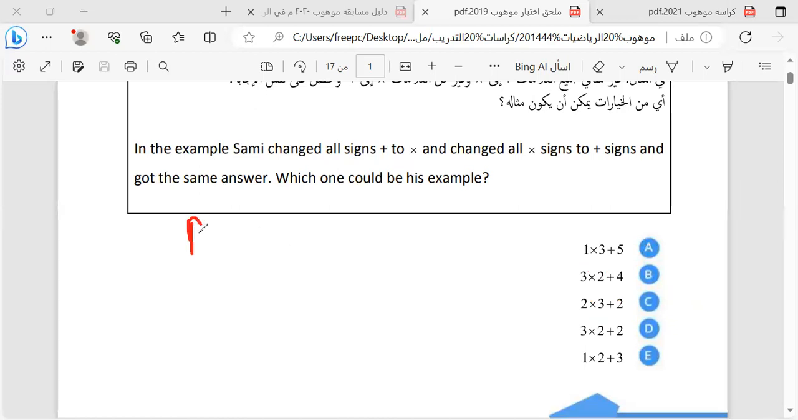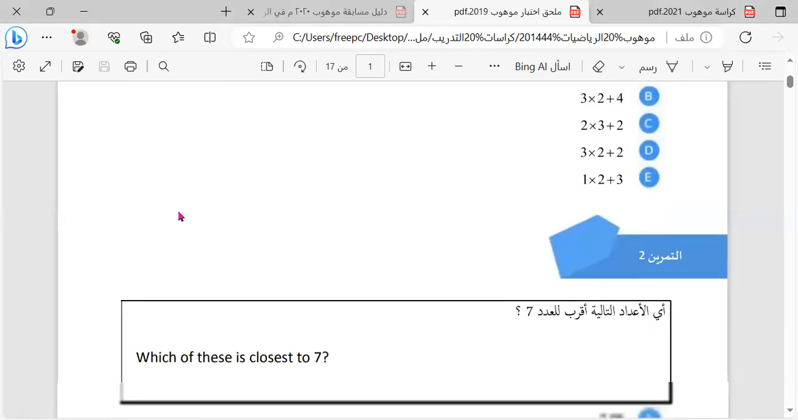PEMDAS, so use the brackets first. The second one, you use the exponent. The third, you use multiplication and division. And the last, add or minus. Oh, okay. You know? Yes. So let's keep going with the questions.